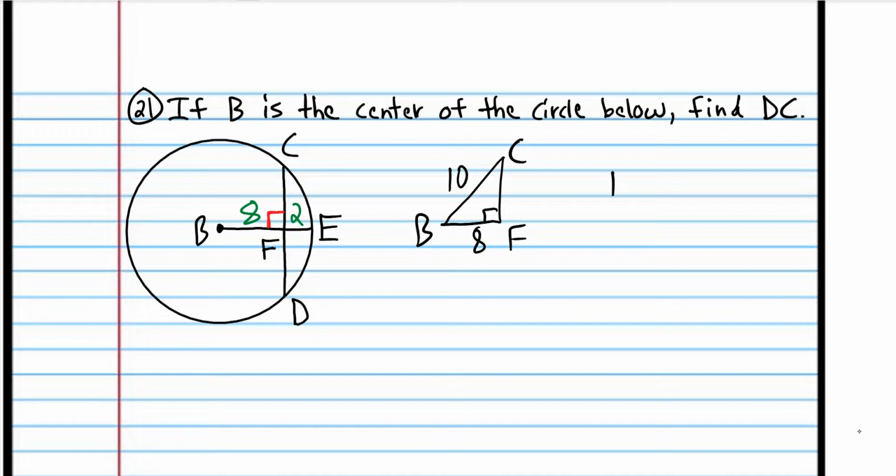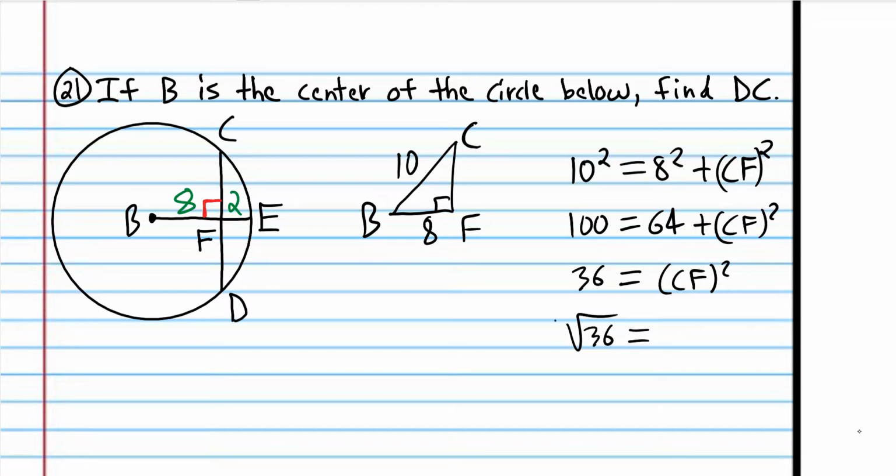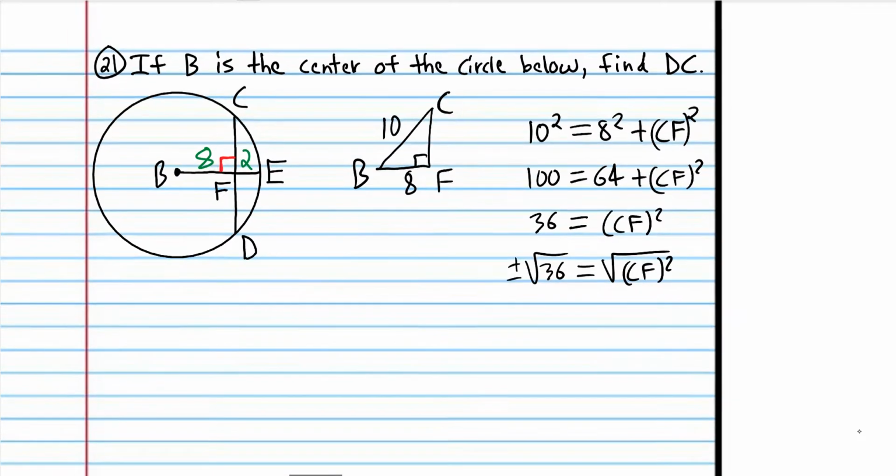So because that's a right triangle, we can use the Pythagorean theorem. 10 squared is equal to 8 squared plus CF squared. So we have 100 is equal to 64 plus CF squared. You don't really need parentheses around the CF because that's not a product, but it's just notation, but probably should just to be safe. And then we have 36 is equal to CF squared, square root both sides. You don't really have to show the square rooting if you don't want to, but I probably should do it so students know exactly what's happening here.